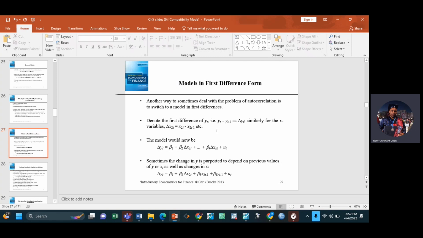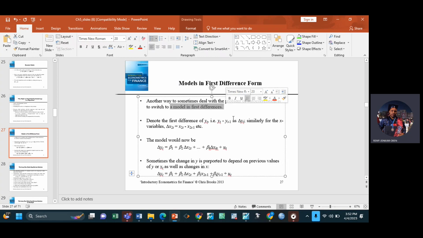Models in first difference. Another way to deal with the problem of autocorrelation is to switch to first differences. Okay, this might be another solution. So if you try different solutions and they do not work, then you can try to do a difference transformation. You can try to switch to first differences to solve the autocorrelation problem.